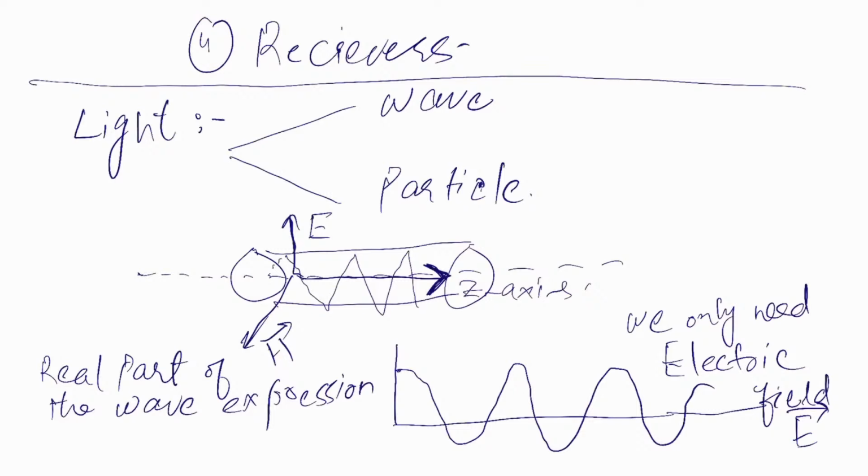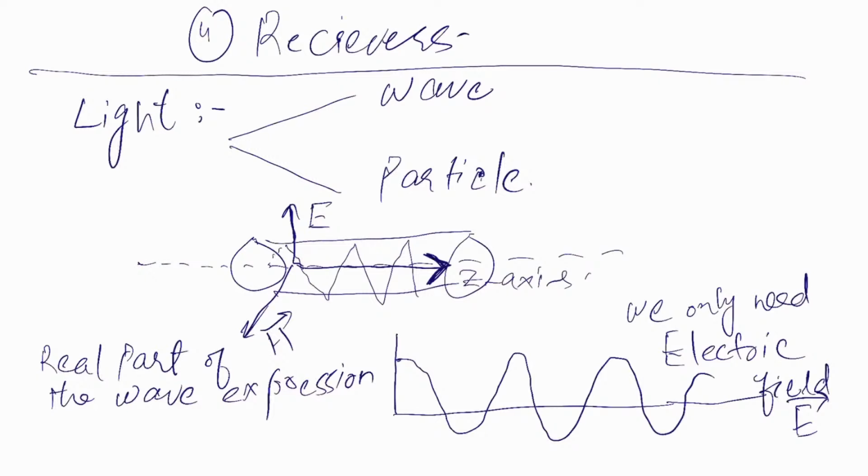So we are only going to represent the equation of light with the electric field. And what that equation is, so that's your number one formula. Okay, write it down: E naught cos(omega t minus k z).